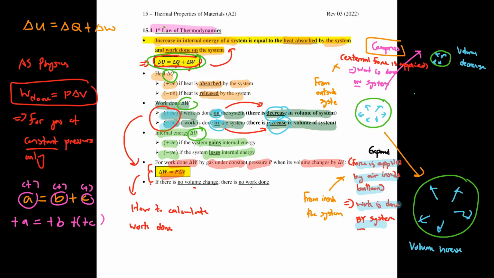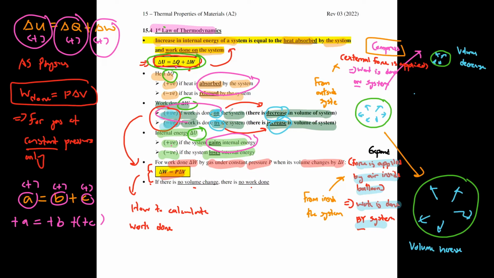Even when it's written as delta U equals delta Q plus delta W, because there's no other sign attached before the variables, these are all assumed to be positive. So you try to relate it to what positive and negative mean for all these variables. If delta U is positive, it means a gain in internal energy. If delta Q is positive, it means heat absorbed by the system. If delta W is positive, it means work is done on the system.